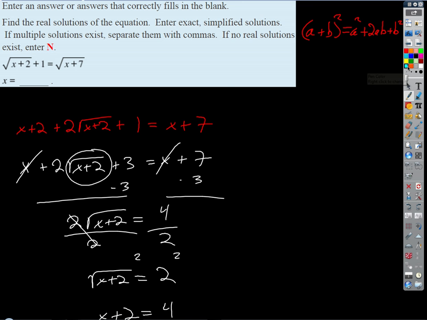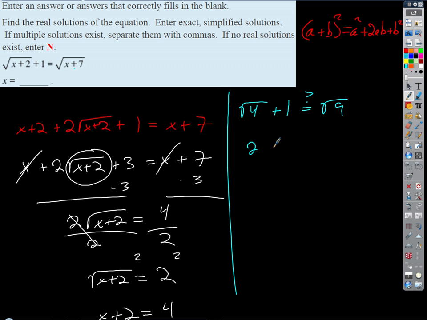So if I plug that into the original, what was it again, 2? If I plug in 2 on the left side, I'd get the square root of 2 + 2, which is the square root of 4, plus 1, equals the square root of 2 + 7, which is the square root of 9. Well, that gives us 2 + 1 = 3, which checks. And so we do get the valid solution, x = 2. All right, that's it.